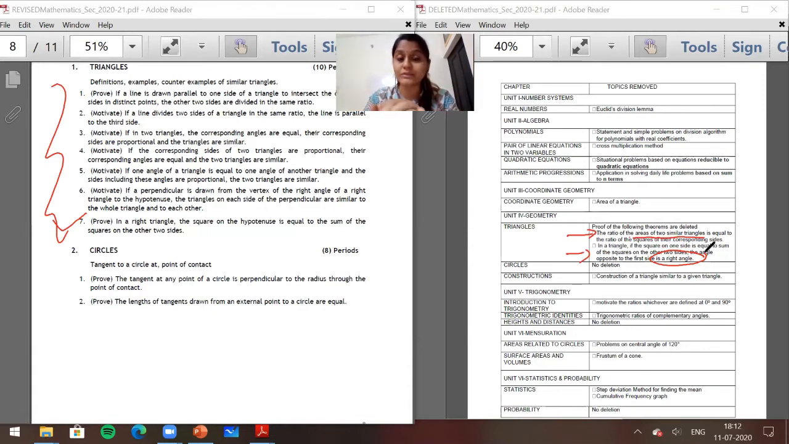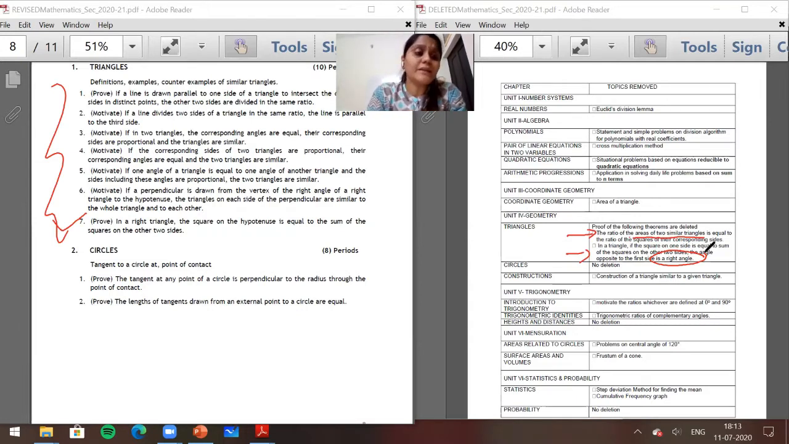It's not like that, because this is supposed to be one of the most important topics of the triangles part, right? It is not deleted. Only the proving of theorems has been deleted. So be clear with it. Even Pythagoras, there are many problems based on Pythagoras theorem, and even application of the converse is also there. So proving of the converse of Pythagoras is deleted, not the entire topic. So be clear with this.